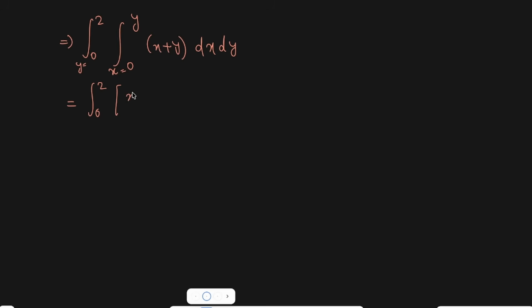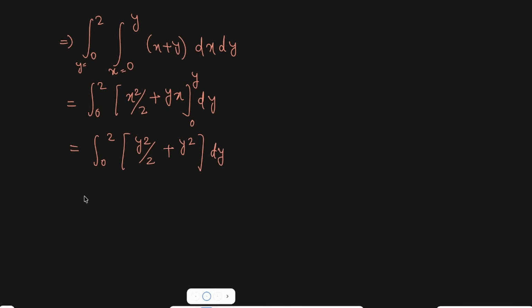When I integrate with respect to x, it will be x square by 2 plus y into x. Then it is your dy. Now you put the limit from 0 to y. So it is 0 to 2. Put the limit, it will be y square by 2, plus y square. When you put 0, you will get 0, that's why I am not writing it. It is dy.